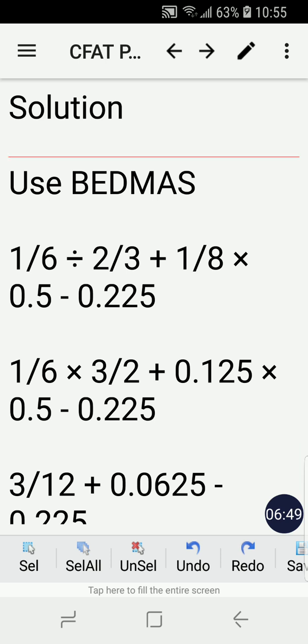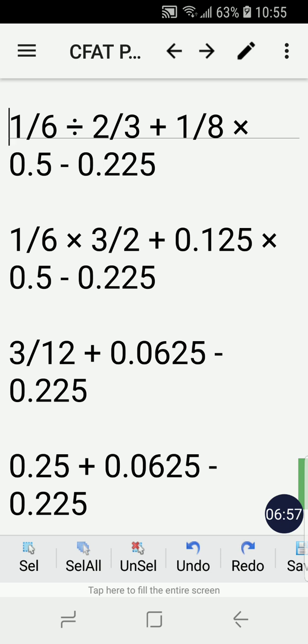Solution is to use BEDMAS. BEDMAS is the order of operations. So I just copied the original expression there. And the first thing that we will do is change the division into multiplication, and then we invert the fraction 2/3.